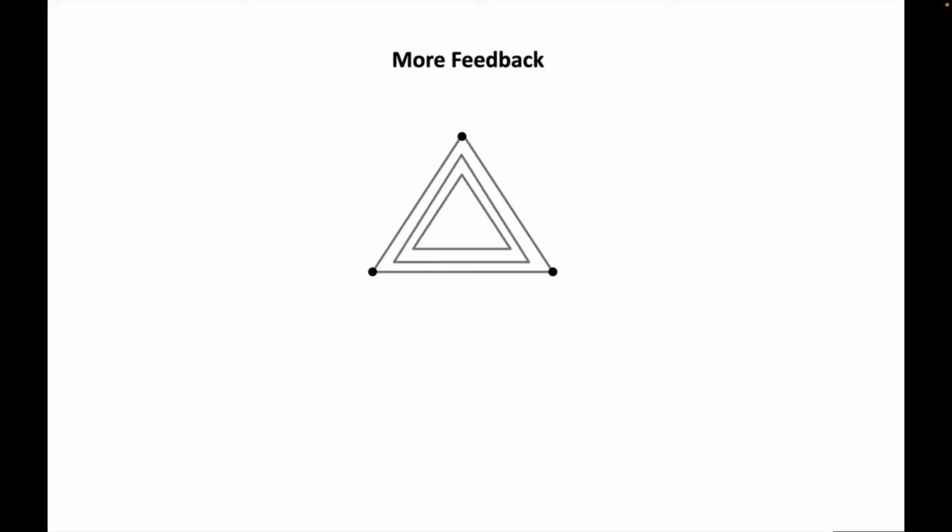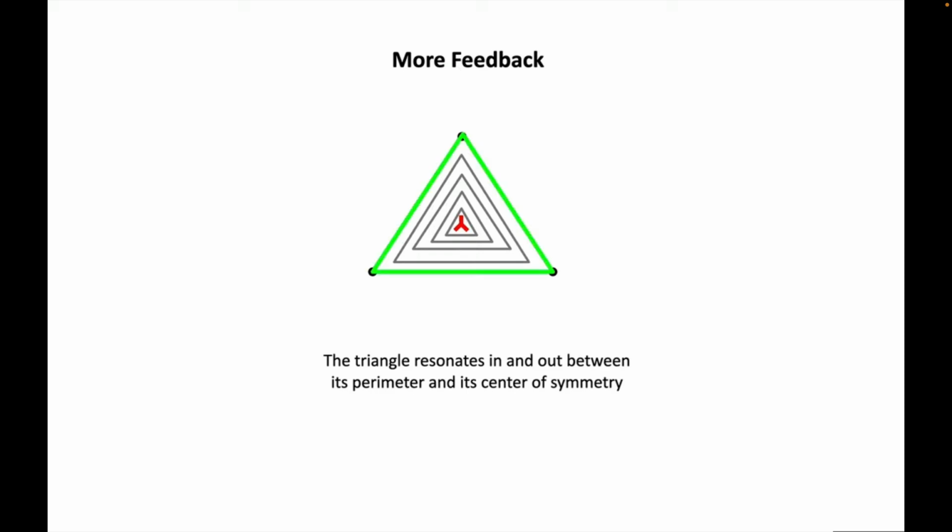So from a triangle, we would expect the linear resonances between the features and then waves propagating at right angles to those lines inwards towards a center, and they reflect off each other at the center and propagate back out again. So the triangle resonates in and out between its perimeter and its center of symmetry.